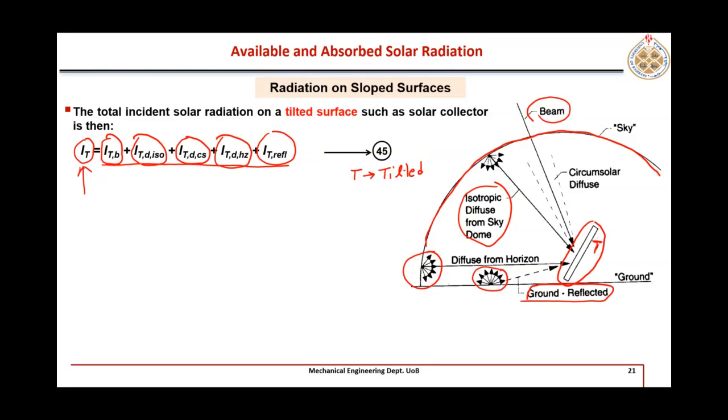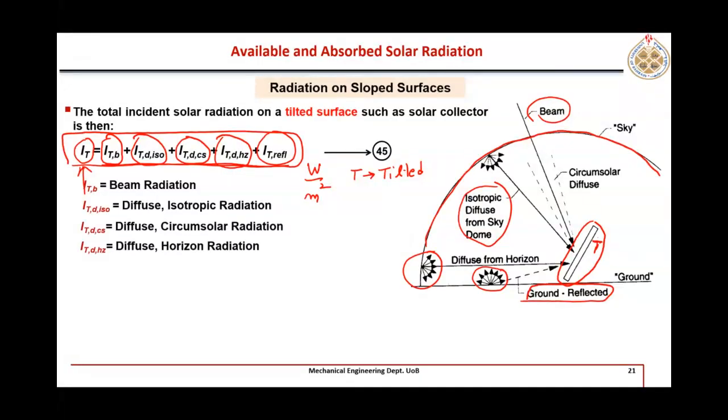And the unit of this equation is watts per meter square. Everything is written for square meter. So here is each term: beam, diffuse, which has 3 parts, and the last one is reflected radiation falling on a tilted surface.